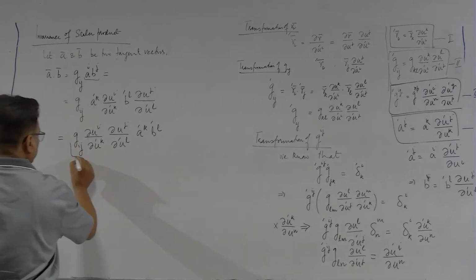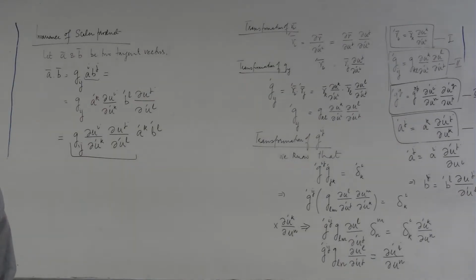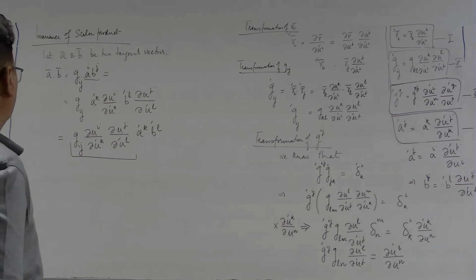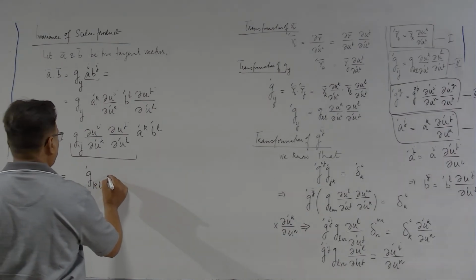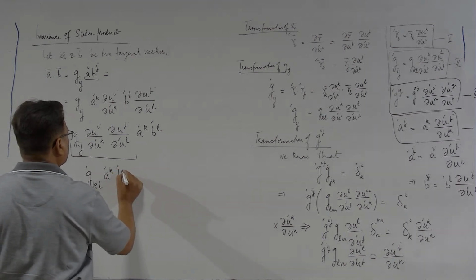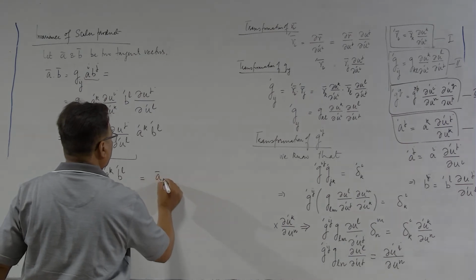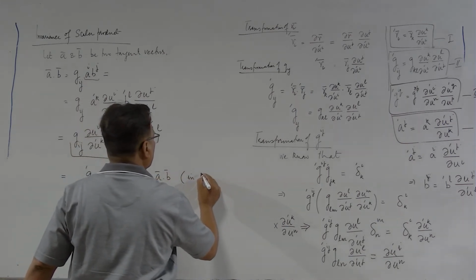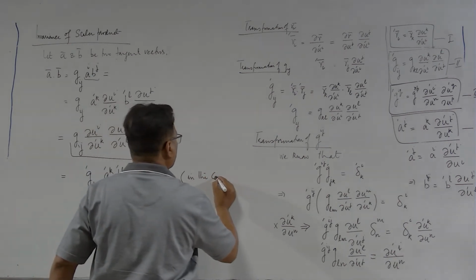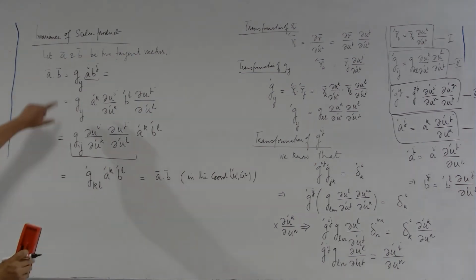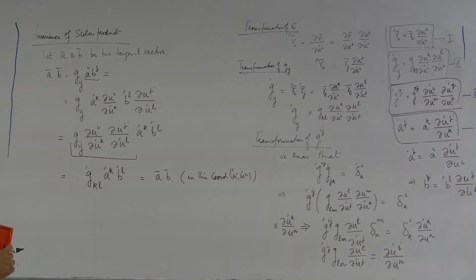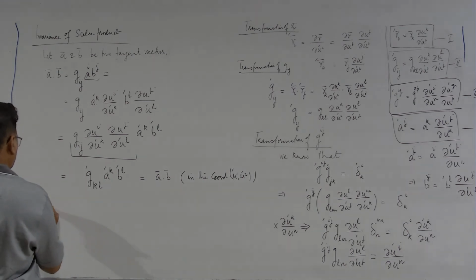Now, if you read this much and look at the law of transformation for G lower i j, transformation number 2, it becomes G dash k L. So, this is G dash k L into A dash k into B dash L. Now, this is nothing but the dot product of A and B in the coordinates u1 dash u2 dash, and the left hand side was the dot product in coordinates u1 u2. So, what you observe at the end is that the dot product or the scalar product of two vectors remains invariant when you go from one coordinate system to another. So, this is the conclusion.